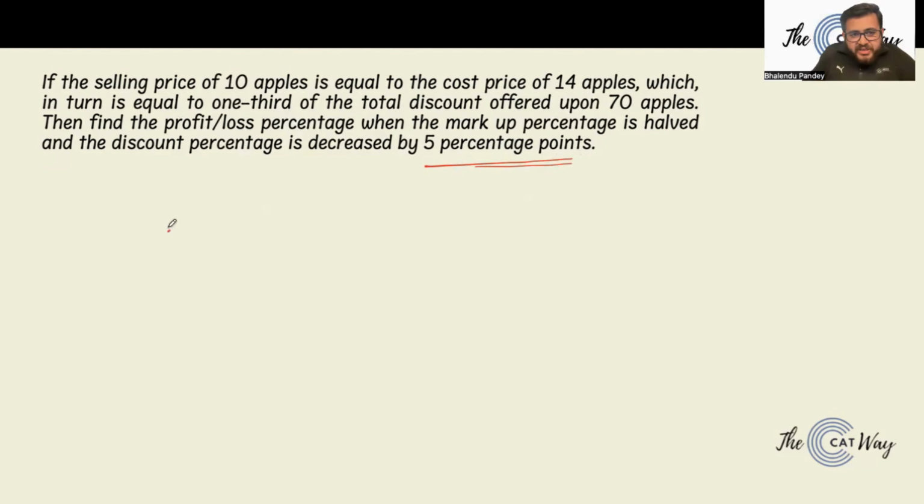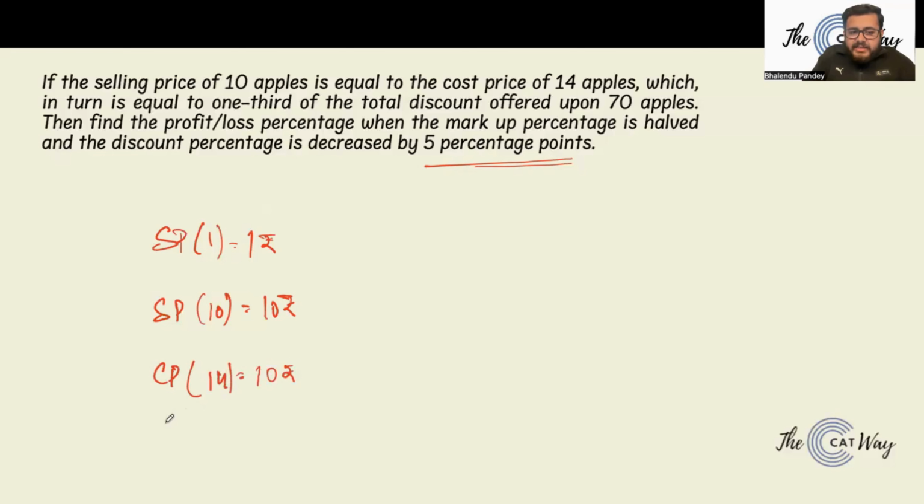So let's say the selling price of 1 apple is 1 rupee. So can I say that my selling price of 10 apples is 10 rupees? And it is also equal to the cost price of 14 apples. So can I say that my cost price of 14 apples is 10 rupees? And that simply means that my cost price of 1 apple is nothing but 5 by 7 rupees. Correct? So now I know the selling price, I know the cost price.